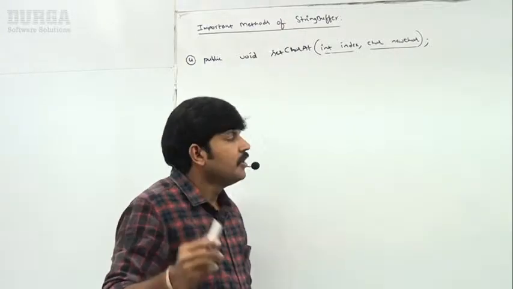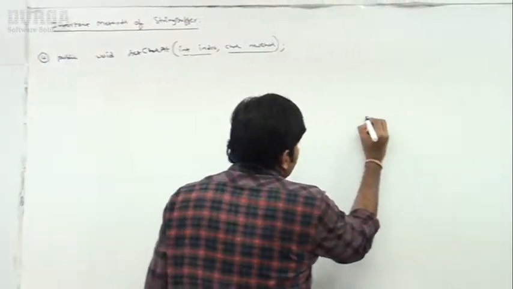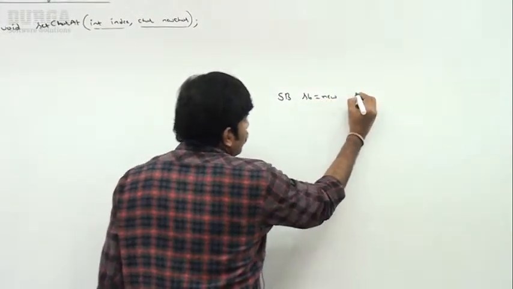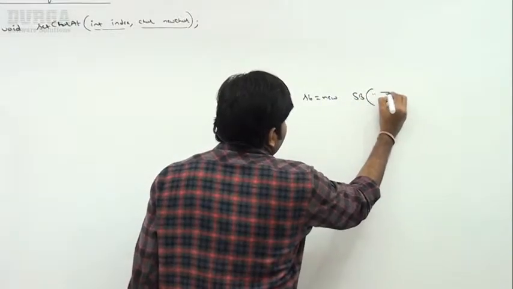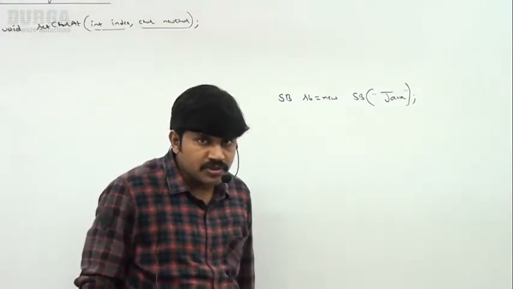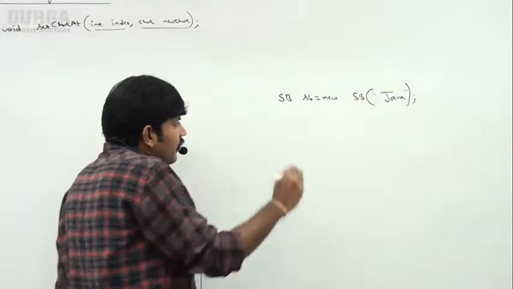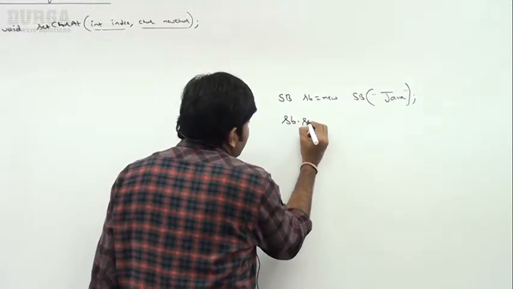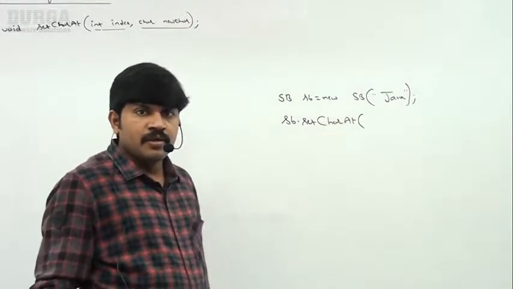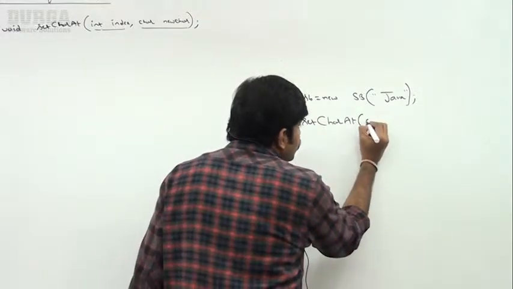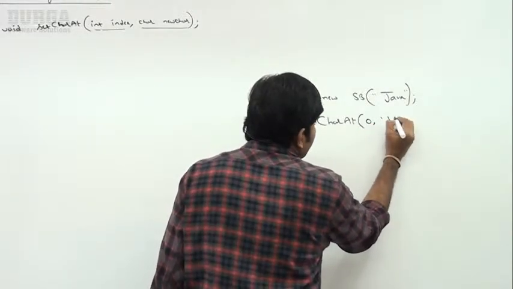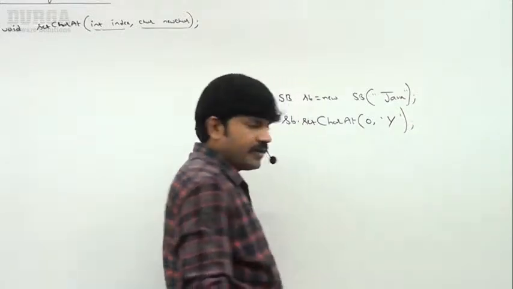How can you do it? Very simple. Here, StringBuffer sb = new StringBuffer("Java"). Like this I'm taking. Now sb.setCharAt(0, 'y'): set the index 0 character with y, like this.